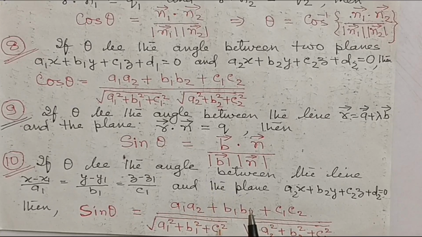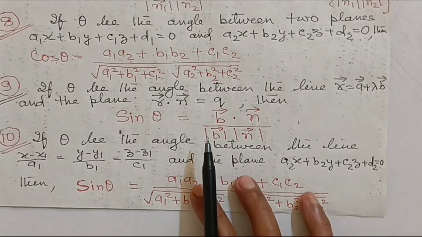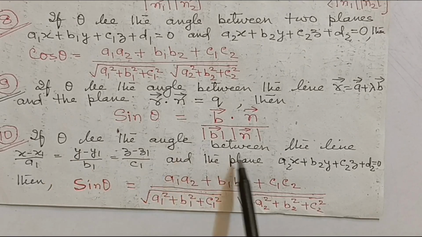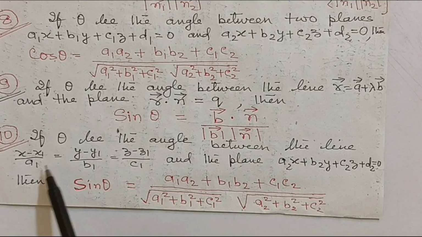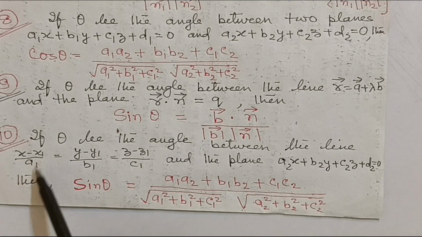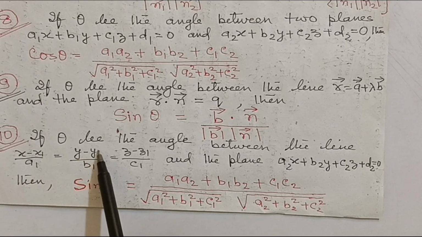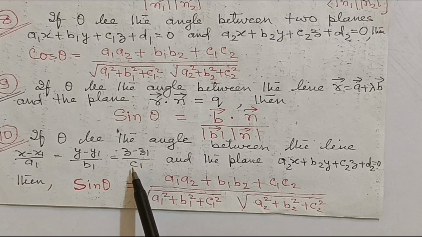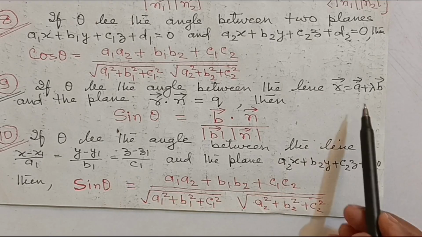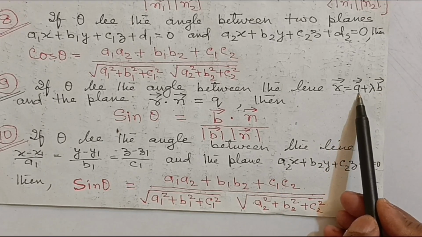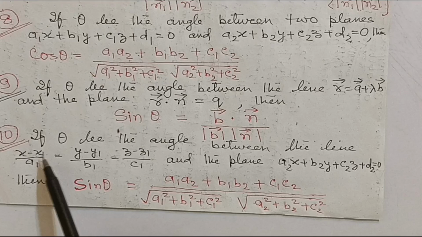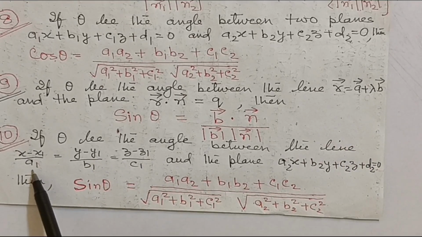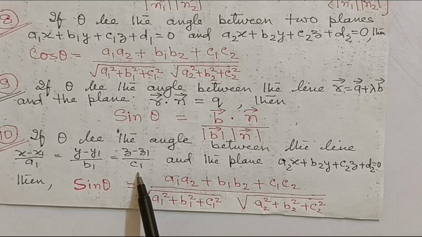It's Cartesian form. In Cartesian form, if theta be the angle between the line, the equation of line is x minus x1 by a1 is equal to y minus y1 by b1 is equal to z minus z1 by c1. We can say here vector a is equal to x1i plus y1j plus z1k. Vector b is equal to a1i plus b1j plus c1k.